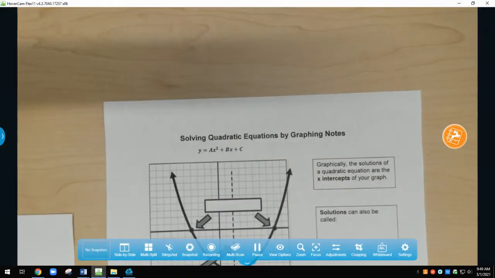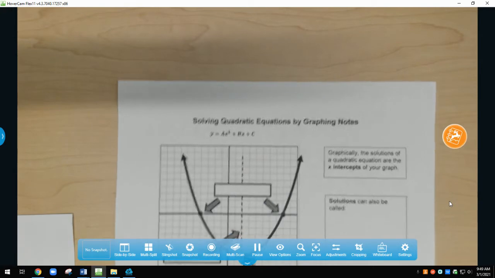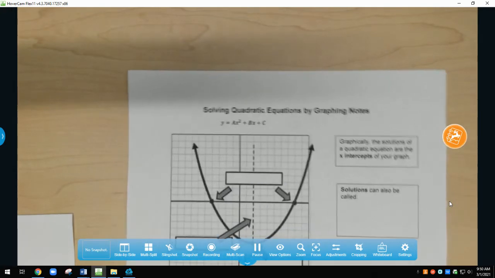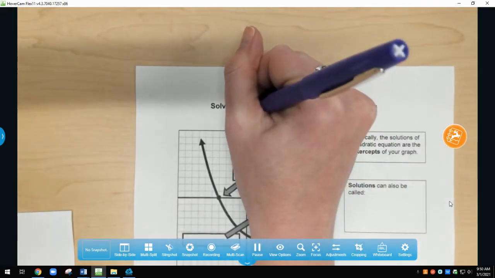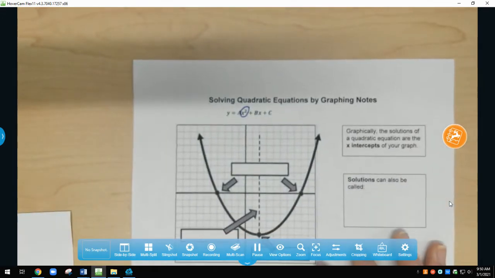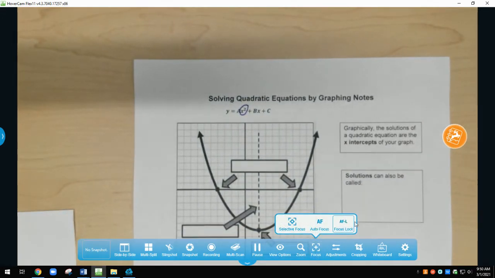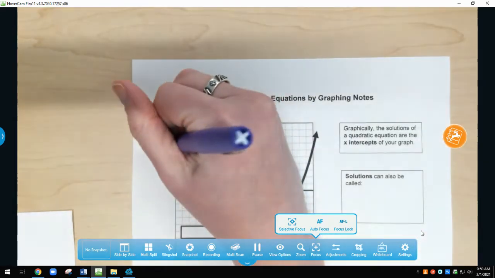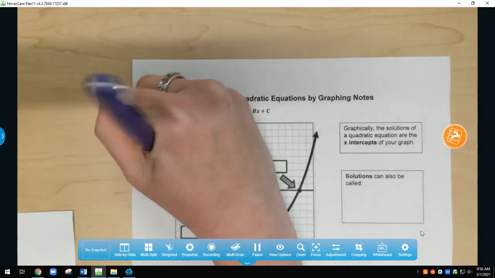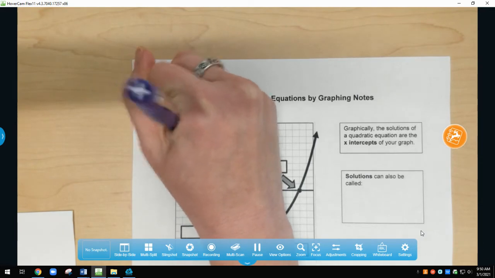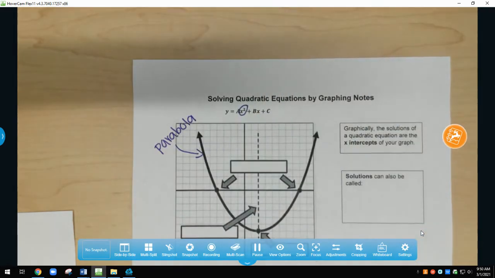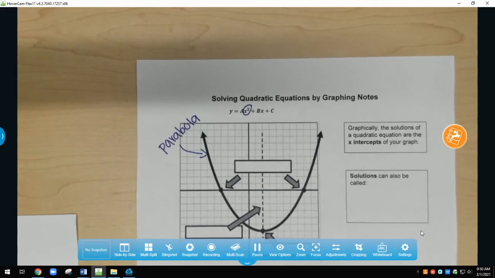Okay, today we are going to solve quadratic equations by graphing. So a quadratic equation is always going to have your x squared. The graph of a quadratic is going to be a U. This is called a parabola, and it can either open up or open down, and we'll talk more about that later.